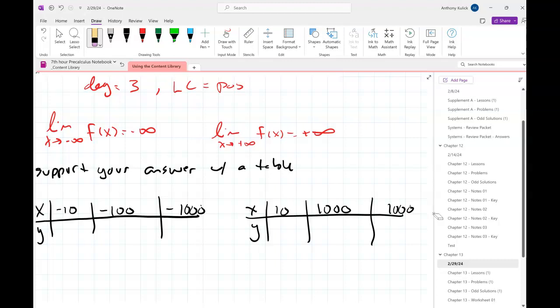Come on. Does your OneNote ever just refuse to erase? It just drives me up the wall.